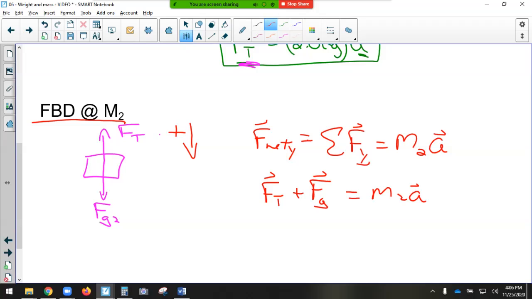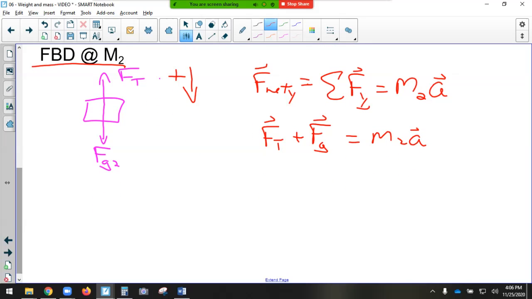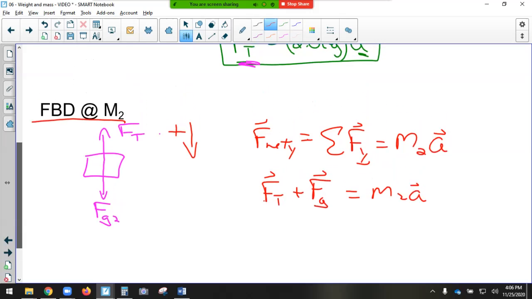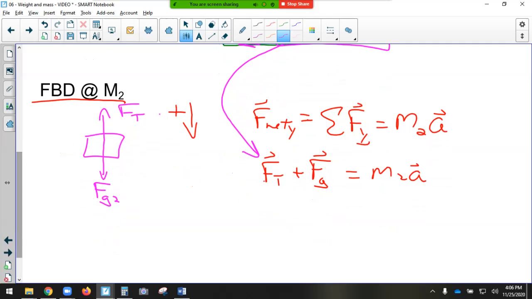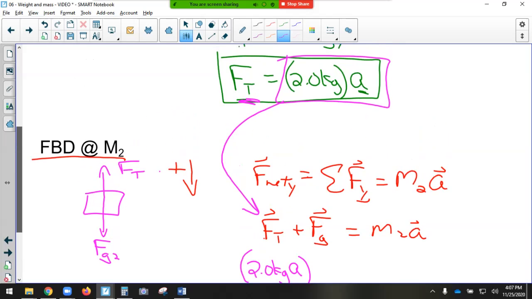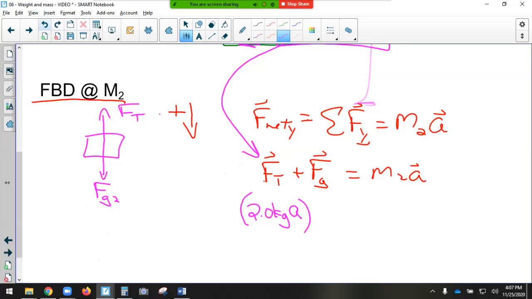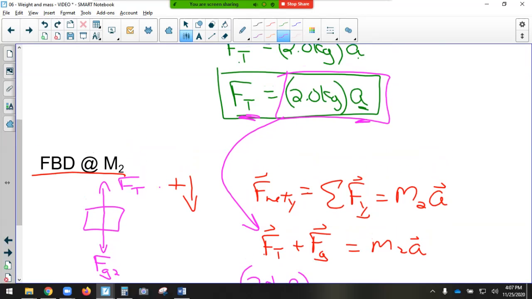All right, so I could plug in my actual values here. So tension, I've got a relationship for tension. I've already solved for the magnitude of tension. So what I'm going to do is I'm going to actually just plug that into here. So my tension is actually 2 kilograms times the acceleration. And I'm not putting a vector symbol on the acceleration because I've already dealt with the acceleration earlier.